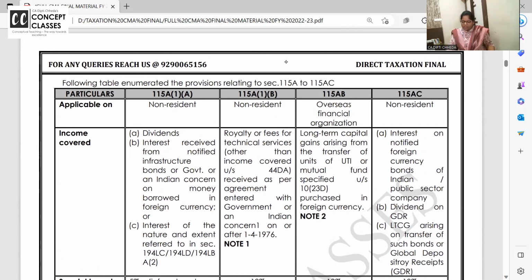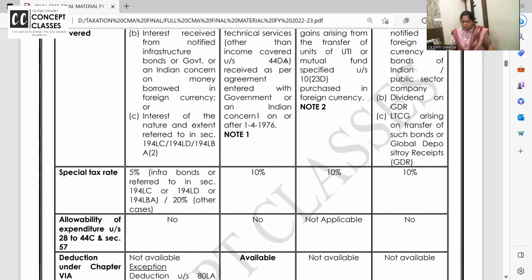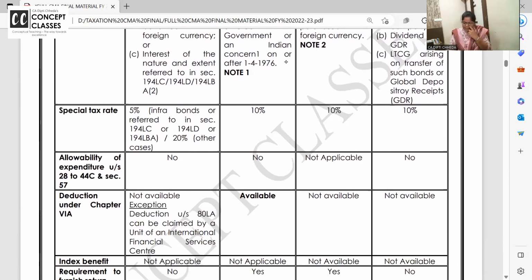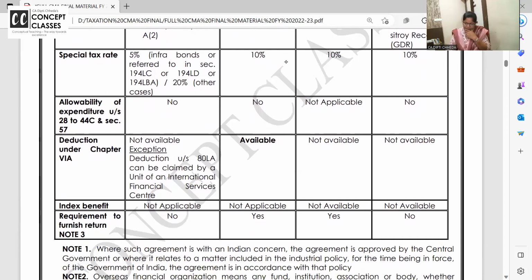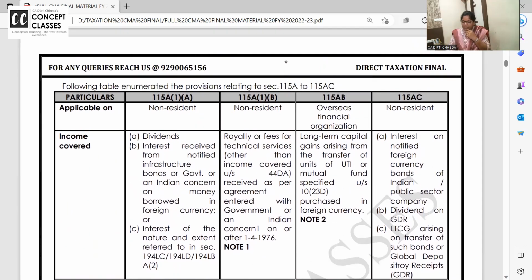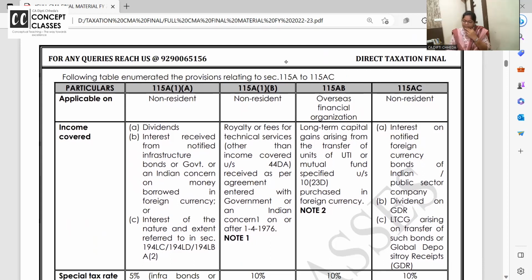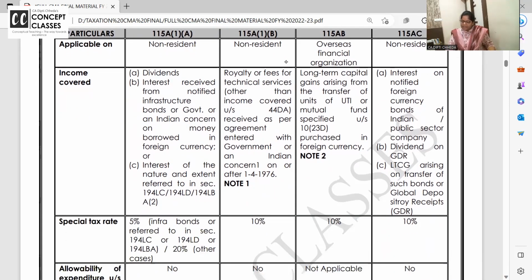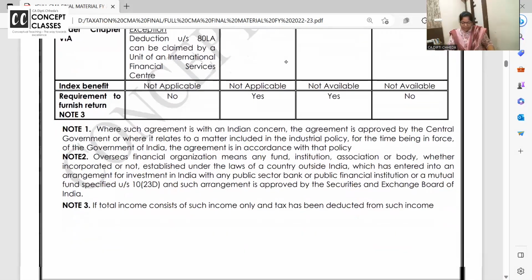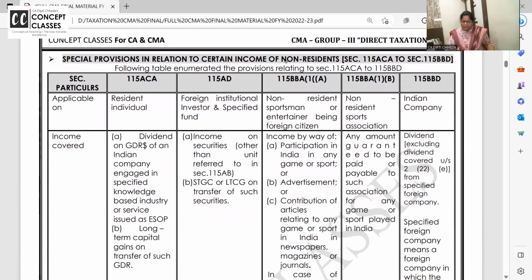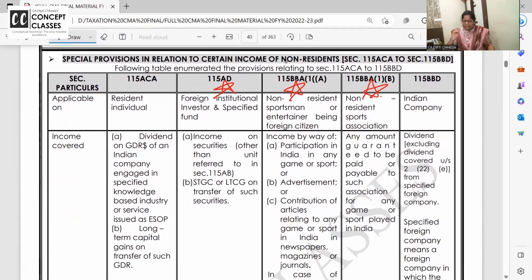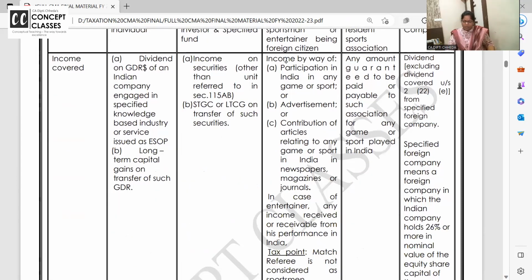Then an overseas financial organization, if they get long-term capital gain, it is taxable at 10%, section 115AC. Non-residents, if they have got income on GDRs, global depository receipts, they have to pay 10%. This we have all learned. Yes, these 3 are most important, repeatedly asked. We will do it again. We have solved a lot of problems for this.